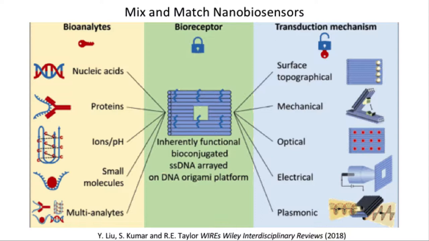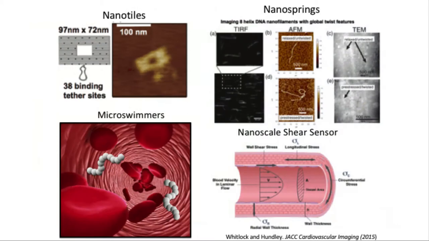We're really interested in my lab in these mechanical ones, so the second category. You can imagine saying, I want a structure that reports the strain or the deformation fluorescently. Maybe I want the wall shear stress to be reported as a change in MRI contrast. This is a world with some really great opportunities for sensing. So today, in my very few minutes, I want to introduce you to a few projects in my lab: nanotiles, nanosprings, microswimmers, and then I'll hint at some other applications that we're interested in.